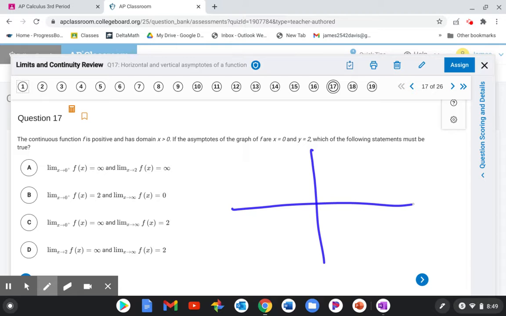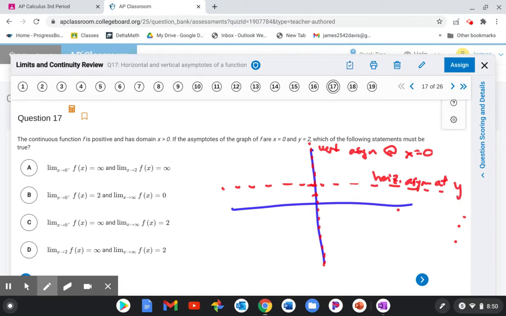If we have an asymptote at x equals 0, so the x value of 0 would actually mean right here, right? So this is saying it has a vertical asymptote at x equals 0. And then it also says at y equals 2. So at y equals 2, we have a horizontal asymptote. All right, so let's think about what that means.